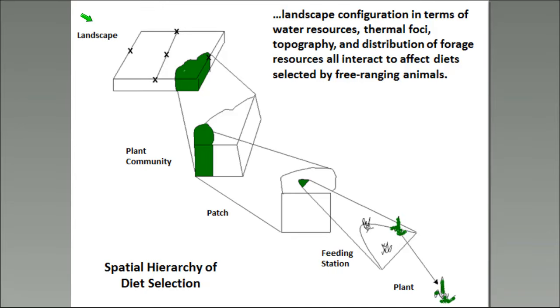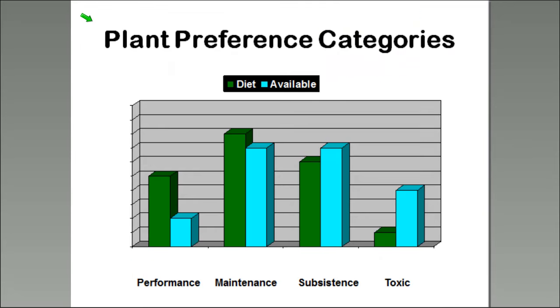If we start down on the lower right portion of the graph, again, an animal would start by selecting and interacting with the forage environment at that individual plant and plant part level, aggregate plants together to a feeding station, to a patch, to a plant community, and then again up to the landscape. So they're going to select these plants based on some different plant preference categories.